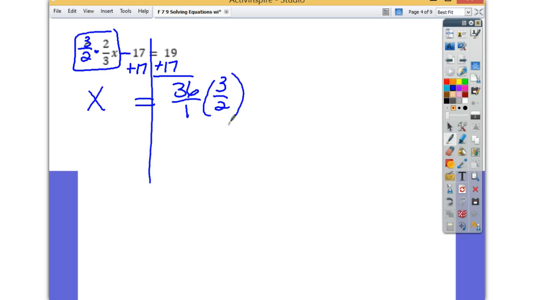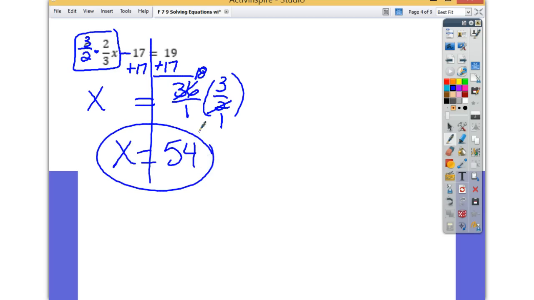What does that end up being? Simplify. I would too. I would simplify. 2 goes into here once. 2 goes into here twice. 18. Now what's 18 times 3? 54. X equals 54. So you're going to want to simplify, Red Rover, before you start multiplying your reciprocal and simplifying.